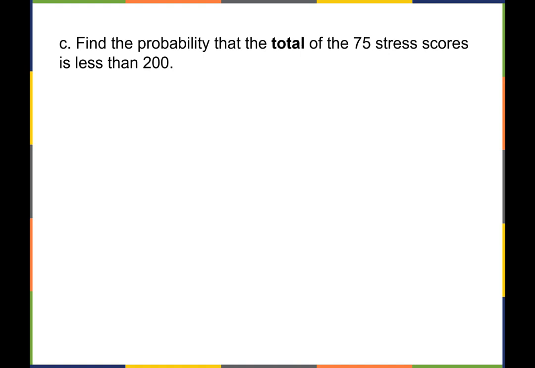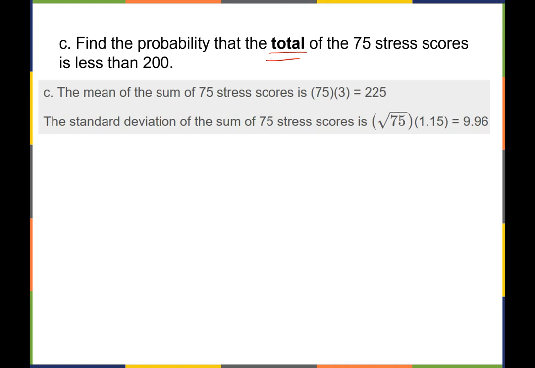All right, and let's do one more problem on this. What's the probability that the total of the stress scores is less than 200? Again, this is a sum, so this is central limit theorem. We need to figure out the sum's mean and standard deviation. Remember, for the sum, you multiply n by the original mean, and you multiply the square root of n by the original standard deviation. So our new mean for the sum is 225, and the standard deviation for the sum is 9.96.